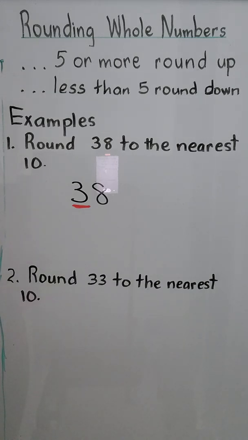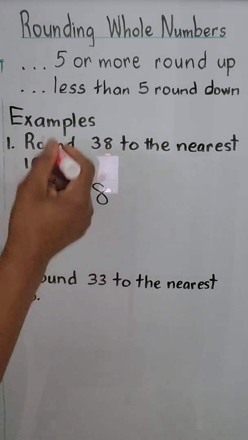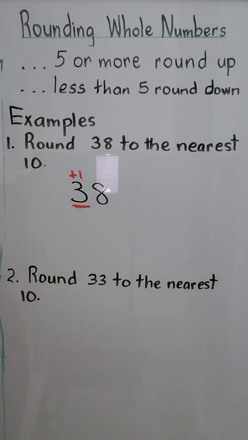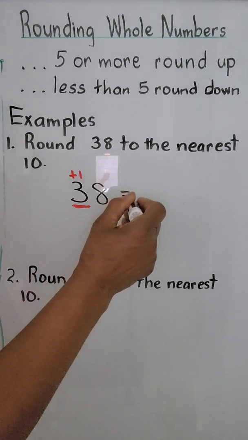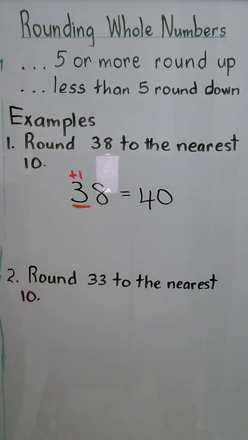So that means we add 1 to the rounded number. 3 plus 1, 4. So therefore, 38 rounded to the nearest 10 is equal to 40.